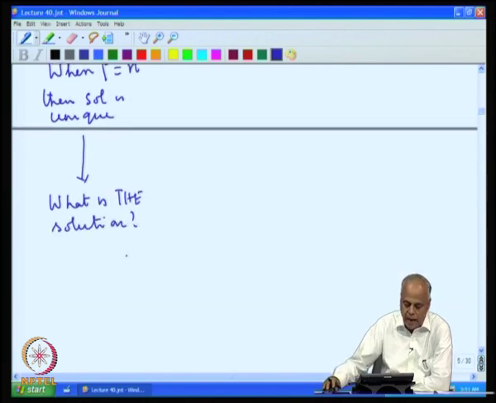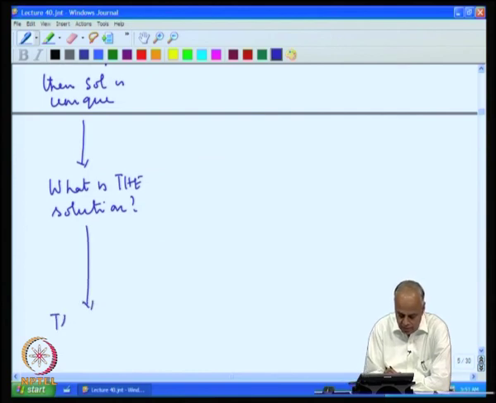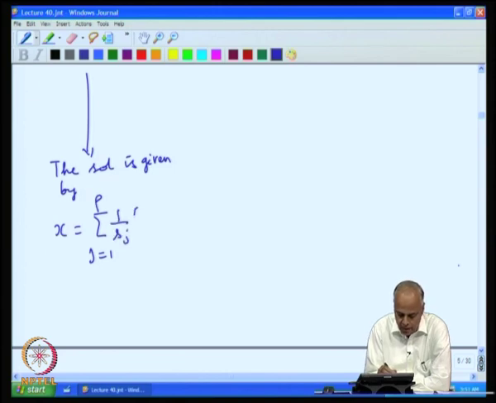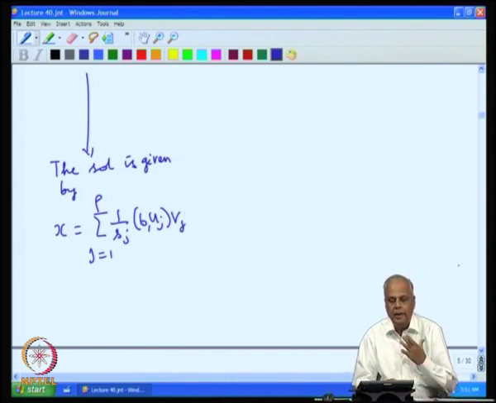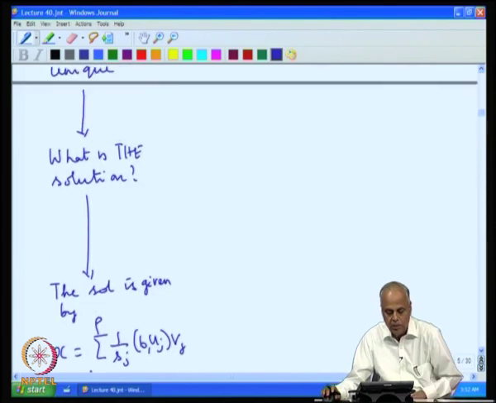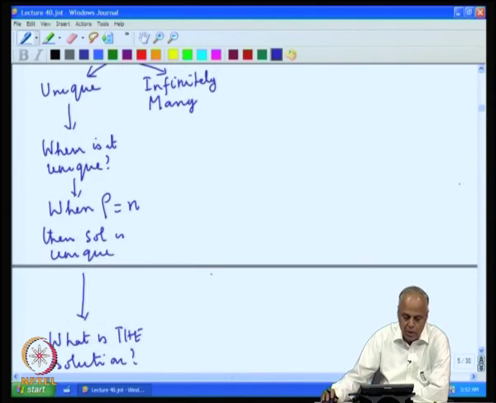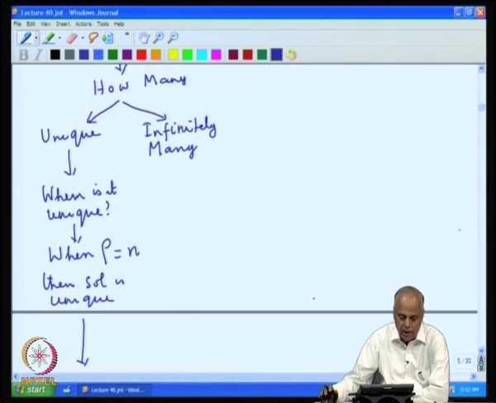And now we know the answer, the solution is given by our representation that we got: x is equal to summation j equal to 1 to rho, 1 by S j b u j v j, where u j, v j, S j are, as we have found out, the singular values, the basis for the range of A transpose, etc. So, we have the answers for all the questions that we asked in the case where we have a unique solution.